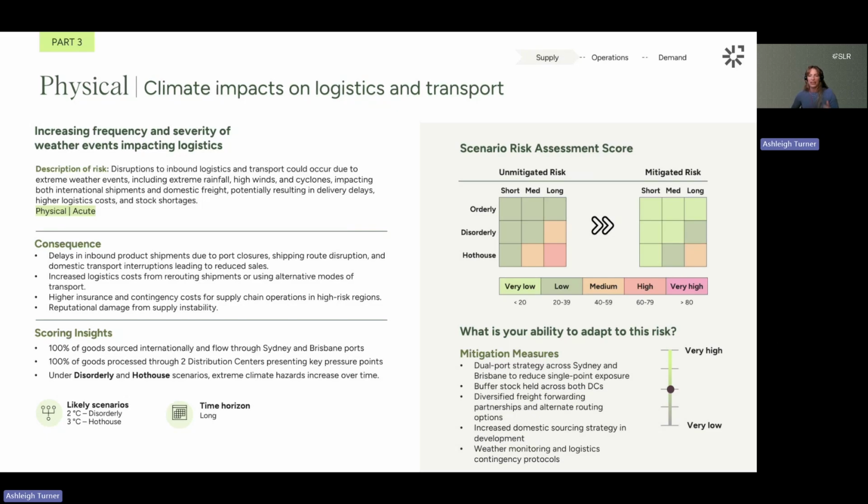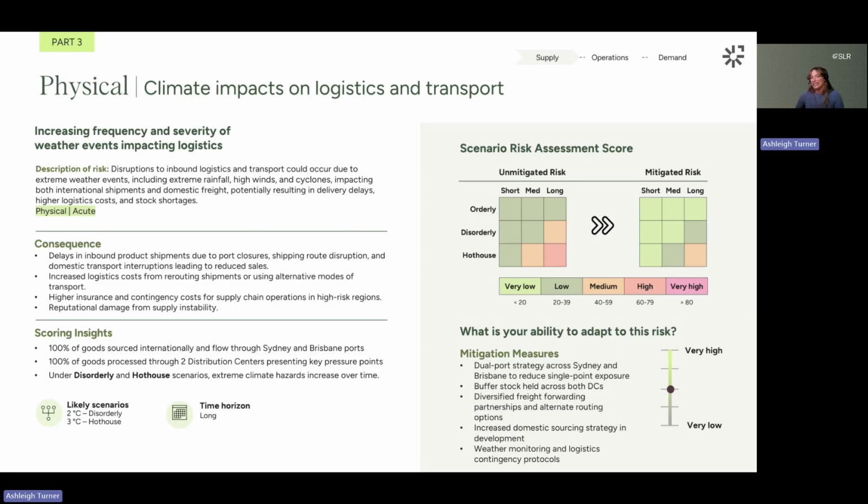Looking at the left-hand side of the slide, we'd walk through the description of the risk and then the potential distinct consequences and ways that it could impact you. In this example, things like delays in product availability, which could lead to reduced sales or higher costs from rerouting, for example. And then we run through key scoring insights typically as well, so what sits behind the numbers. In this example, there's a reliance on 2 ports for 100% of inbound goods, which is creating a concentration point that heightens sensitivity. If either of those ports are to go down, the impacts could be really significant.